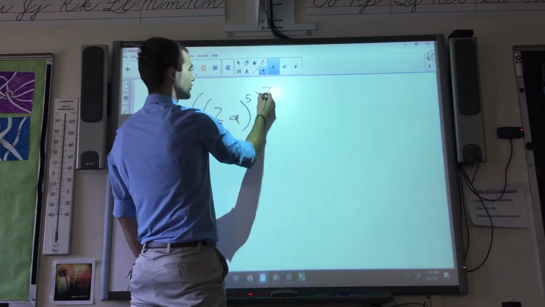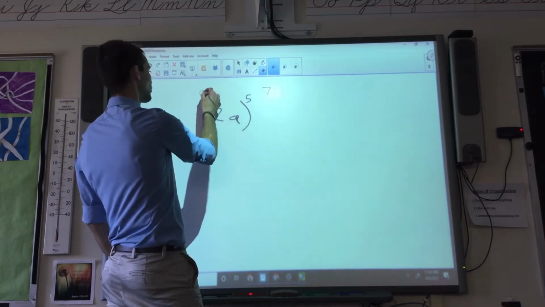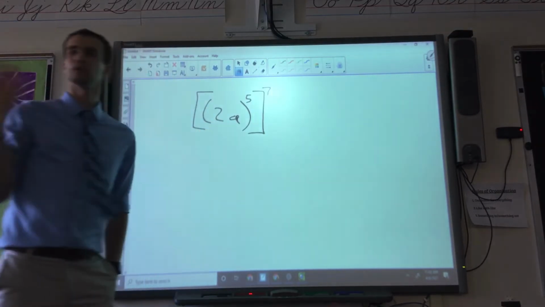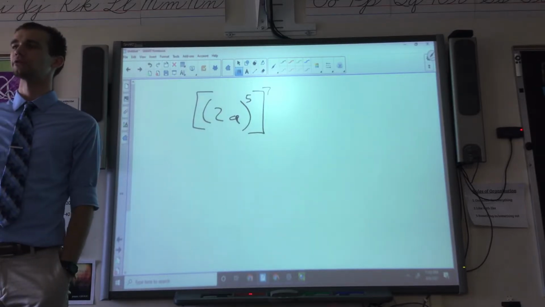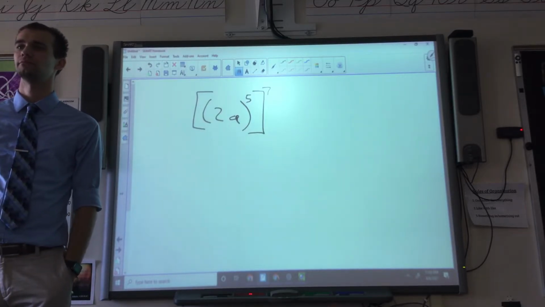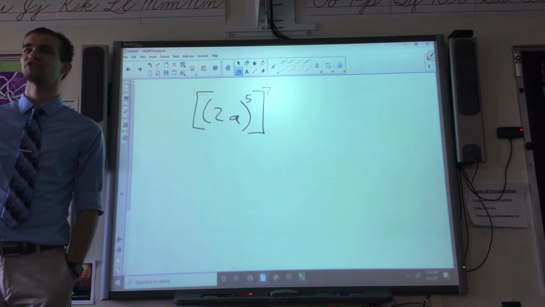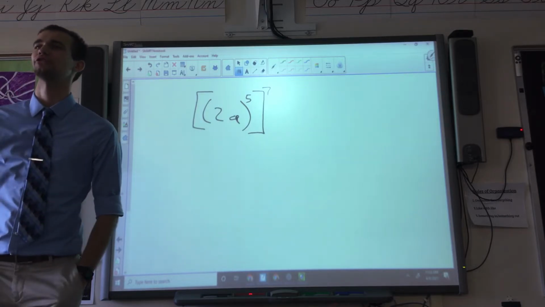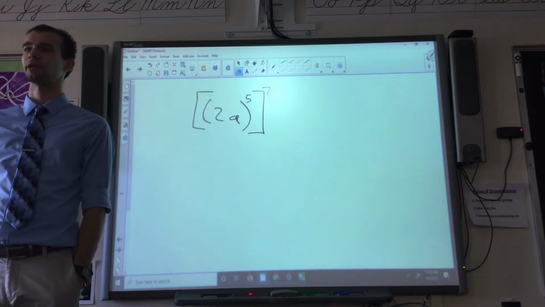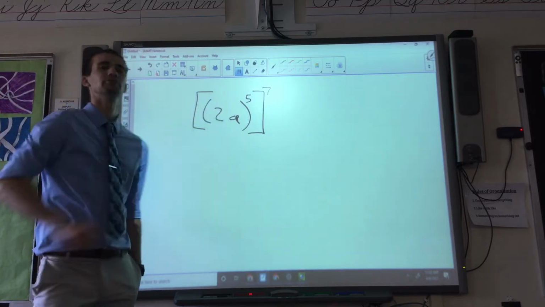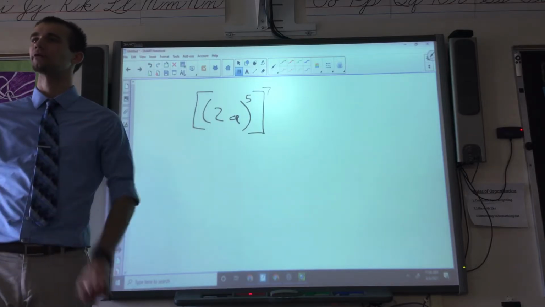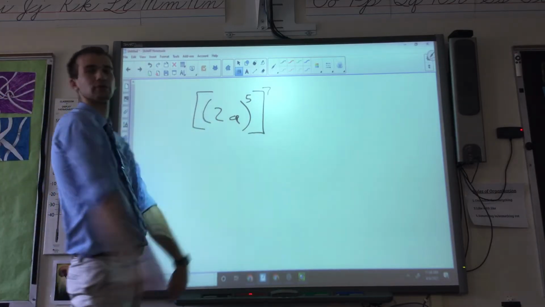Oftentimes, and your book does this, in order to make it a little bit less confusing, people will put brackets here. What's the difference between a bracket and a parenthesis? Nothing. There is no difference at all. It's the exact same thing. It just helps you differentiate between separating what's in which bracket or parentheses. Obviously, parentheses are together, brackets are together.